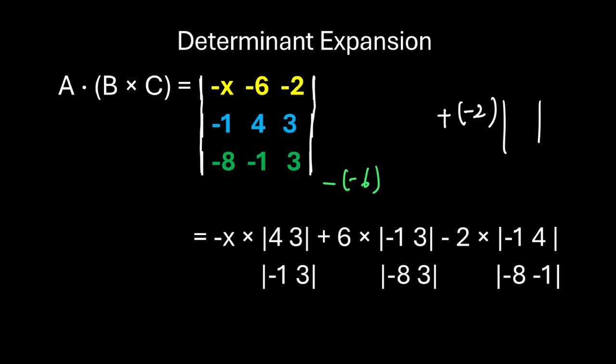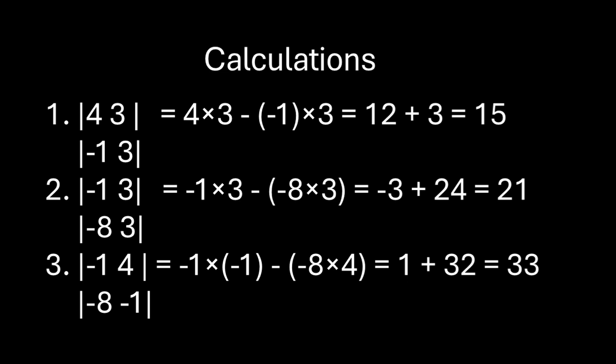Okay. And when you expand them, let us just confirm these values as well. So 4 times 3 is 12. 3 times 1 is minus 3. So 12 minus 3 is 15. Then minus 1, 3, 8, minus 3. Minus 3 times 1 is minus 3. Minus 8 times 3 is minus 24. Minus times minus is plus 24. Minus 3 is 21. Okay. Minus 8, 4 times, minus 32. Okay, sorry. Minus 1 times minus 1 is plus 1. Minus 8 times 4 is minus 32. Minus 3 is plus, so 33.